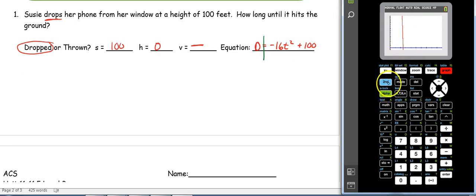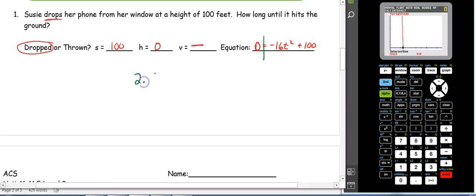To find that intersection point, we're going to hit second trace. We want to find the intersection, so we're going to hit the number 5, and then we're going to hit enter 3 times. 1, 2, 3. And our intersection is x equals 2.5, so that would mean that the phone is going to hit the ground in 2.5 seconds because x is going to represent our time in the calculator.